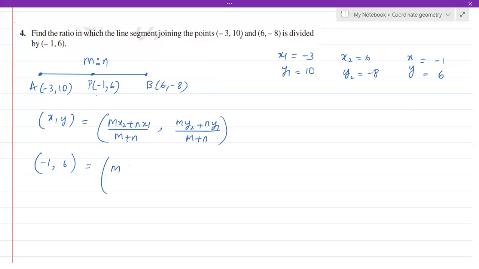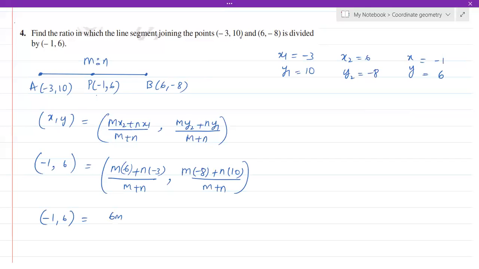X2 value is 6, so m into 6 plus n into minus 3, divided by m plus n, comma similarly m into y2, which is minus 8, plus n, which we don't know and have to find, into y1, which is 10, divided by m plus n. So let's solve this. Minus 1 comma 6 is equal to (6m plus minus 3n) divided by (m plus n), comma (minus 8m plus 10n) divided by (m plus n).